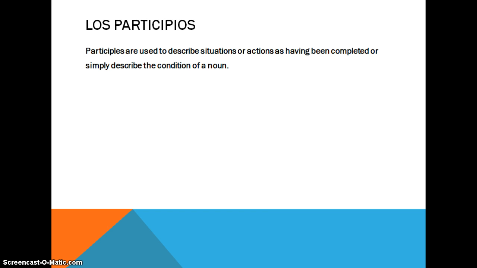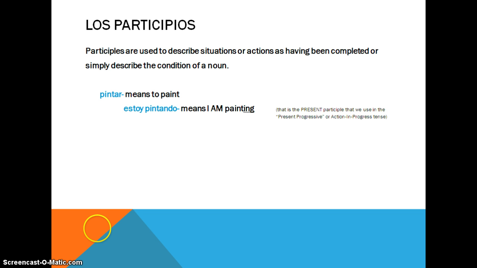Okay, so this is a review for the past participles. Participles, or past participles, sorry, are used to describe situations or actions as having been completed, or simply to describe the condition of a noun. So, pintar means to paint, we know that. Estoy pintando is the present participle, and that's the present progressive, or the action in progress. Estoy pintando means I am painting.